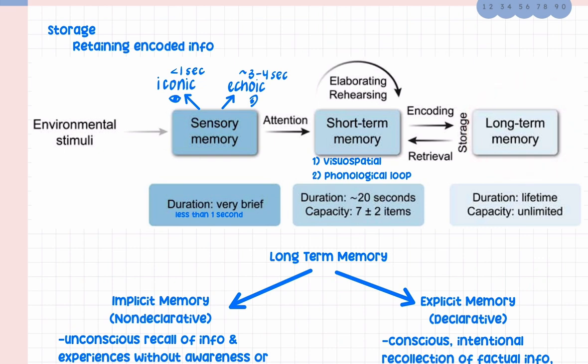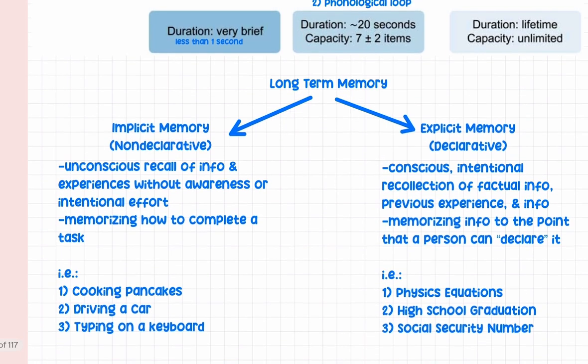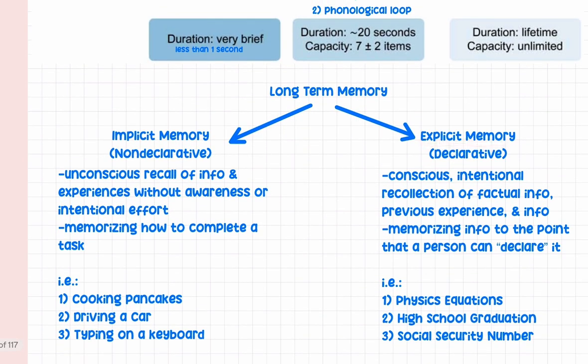Now, long-term memory has a duration of potentially a lifetime. So the capacity is essentially unlimited. It requires encoding, often through elaboration, rehearsal, or meaningful association. Its retrieval depends on cues and depth of processing. We also have different types of long-term memory. We have implicit memory and we have explicit memory.